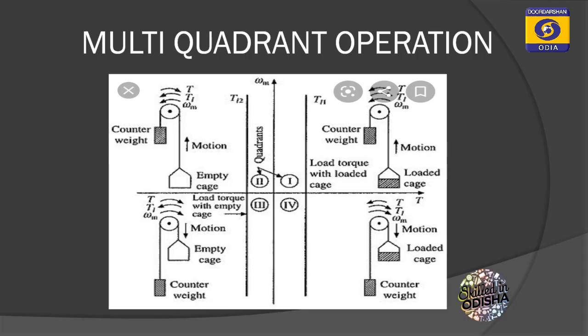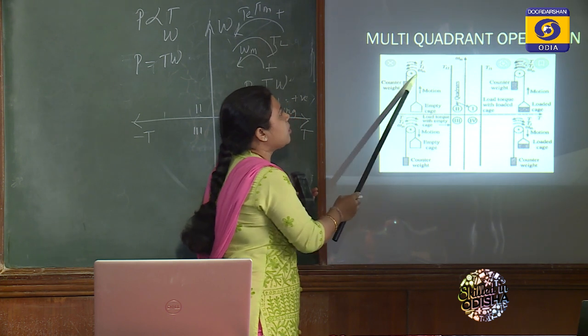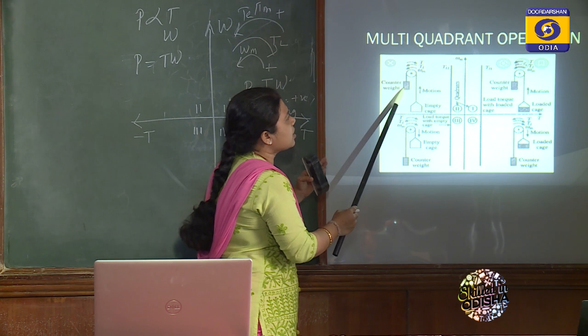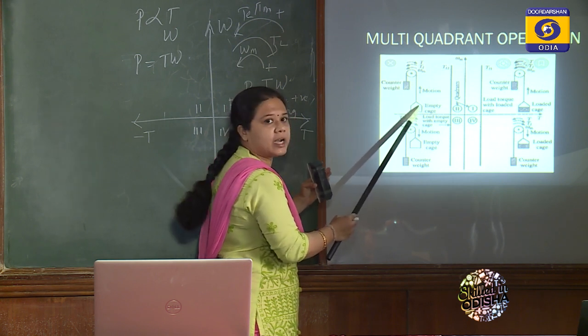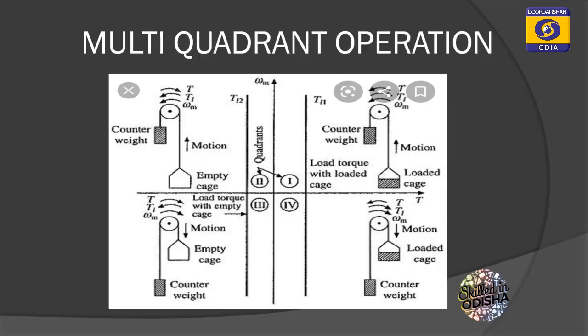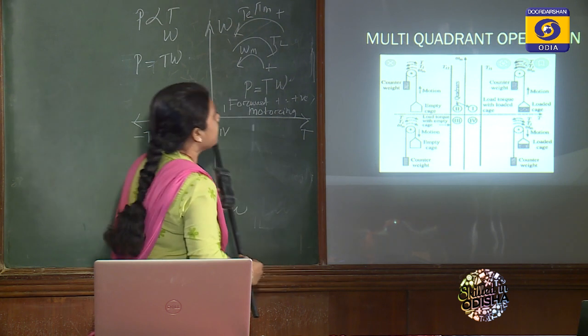Now this one is the empty cage. The counterweight should be more than this empty cage, otherwise suddenly this empty cage will move up and an accident can occur. So this counterweight should balance the weight of this empty cage. That's why here the motion is in this direction. Now this one is our reverse.